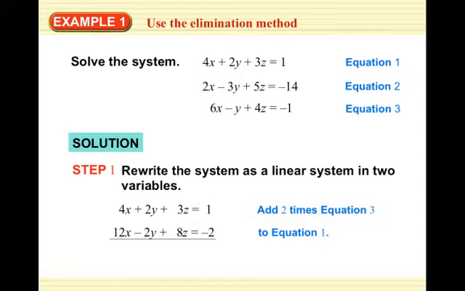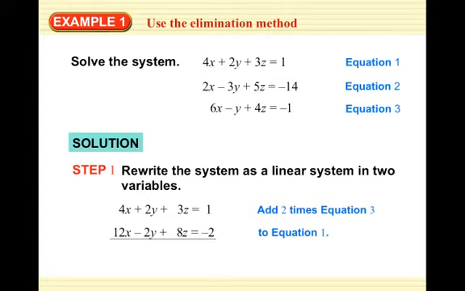So I'm going to add 2 times equation 3 to equation 1. If you look here, equation 1 is just written as 4x plus 2y plus 3z equals 1. And then we did twice equation 3. Well, 2 times 6x is 12x, and then minus 2y plus 8z equals negative 2. Everything in equation 3 got multiplied by 2.